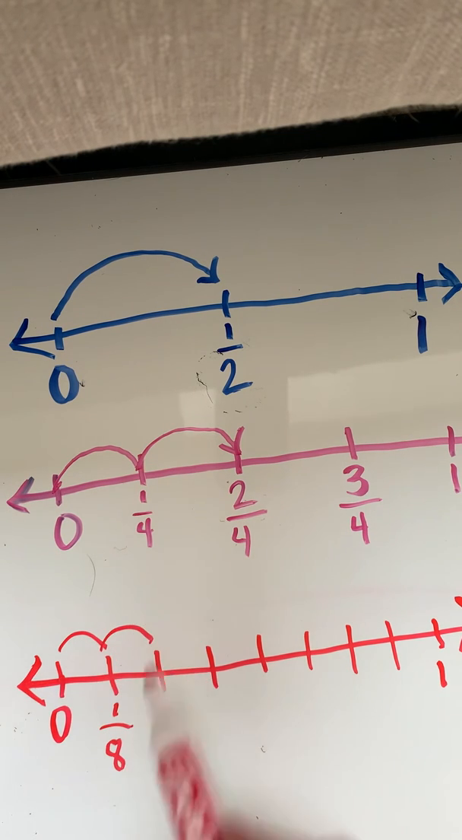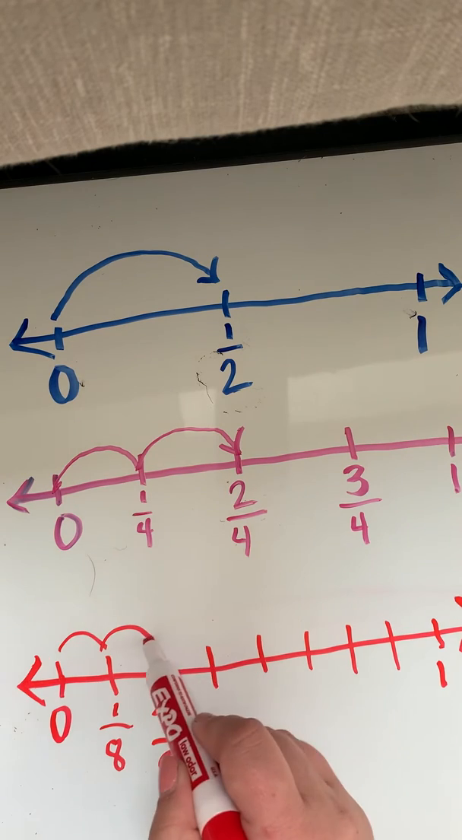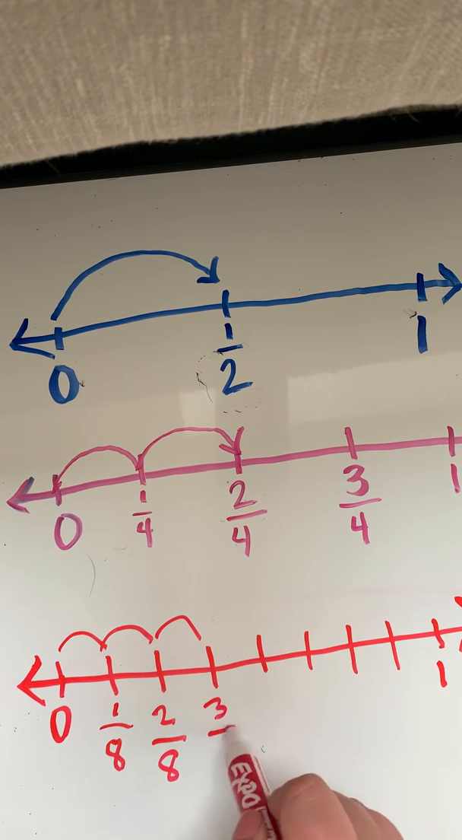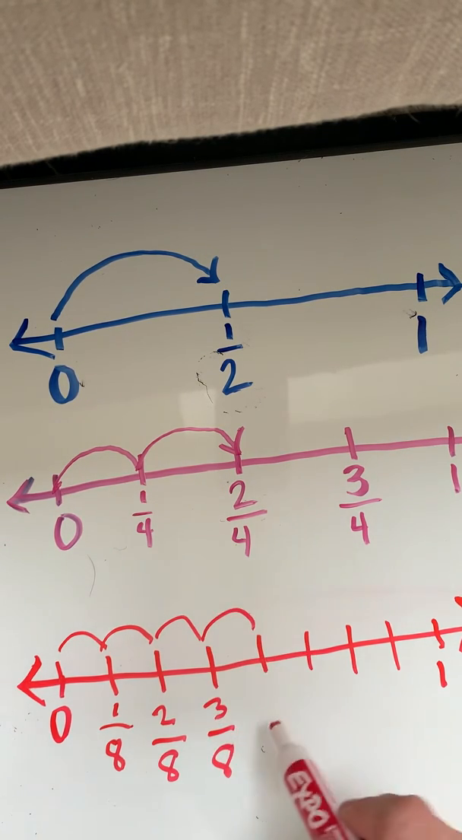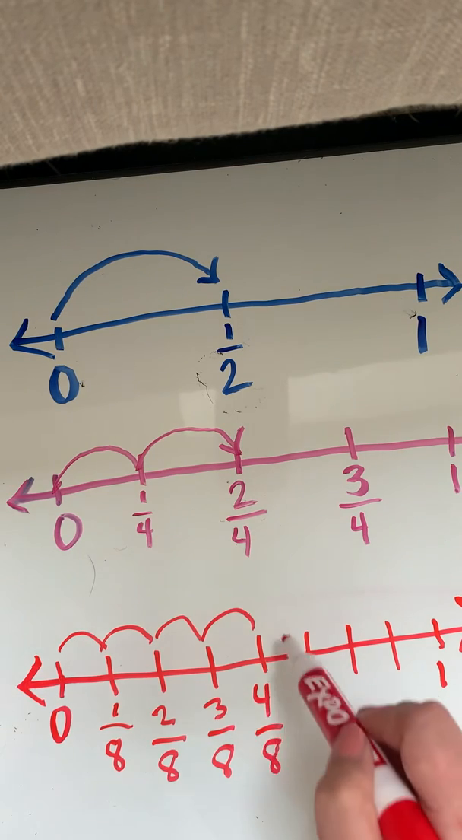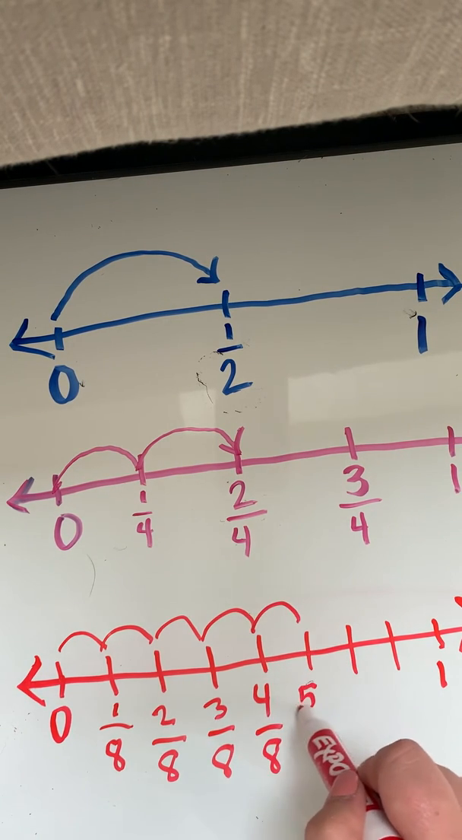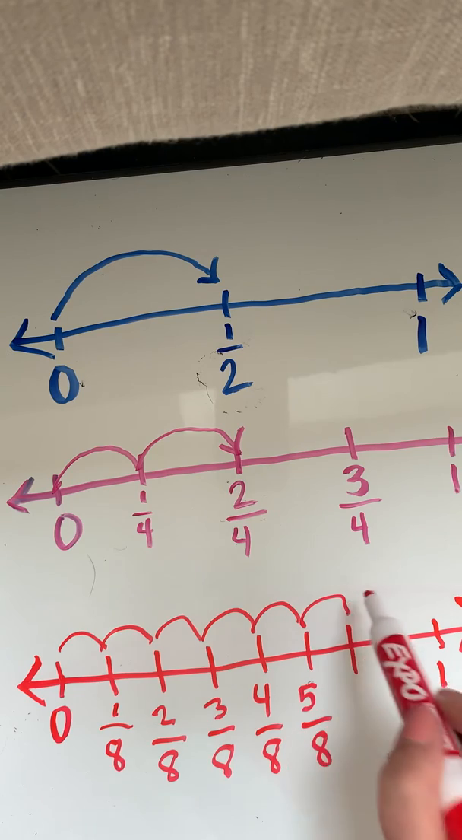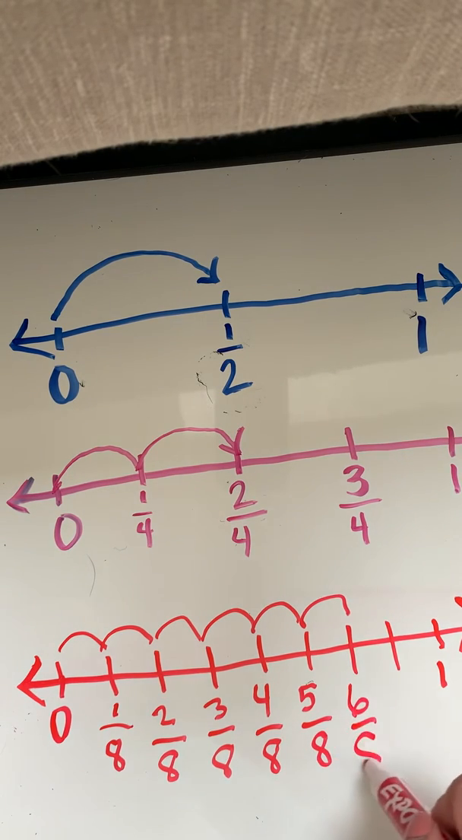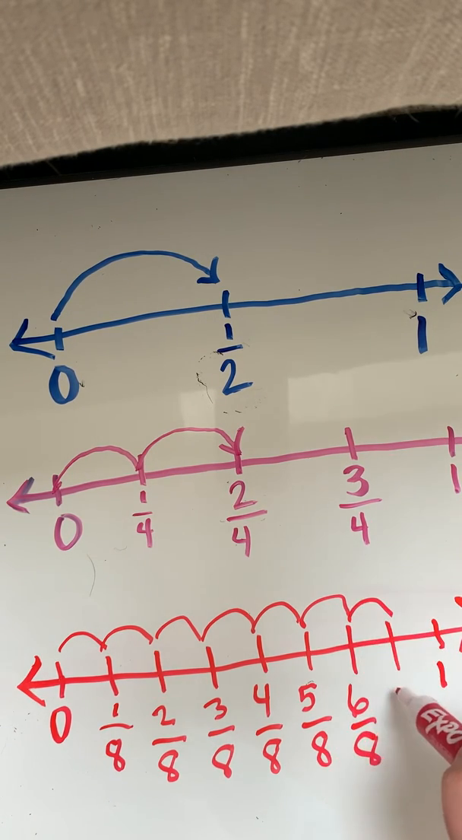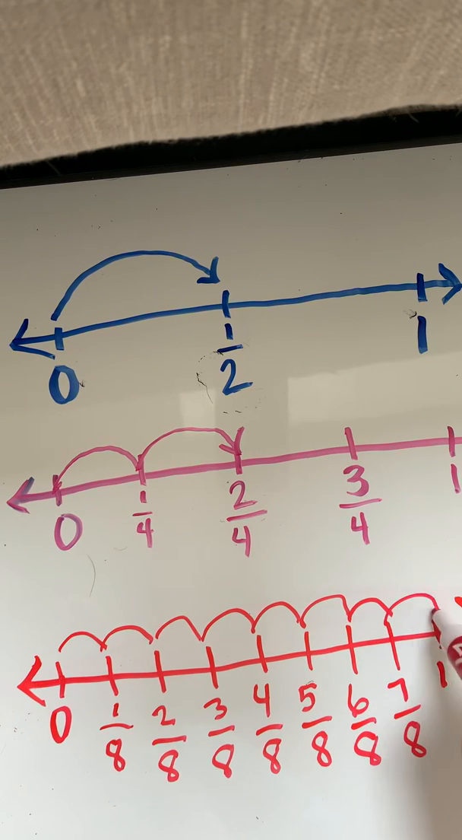then if I did 2 hops, this would be what? Yeah, 2/8. This one would be 3/8. Keep going. 4/8. 5/8. 6 hops, so 6/8. 7/8. And 1 more hop. Oh, Miss Cantrell, that's 8/8. You told me that was a whole.